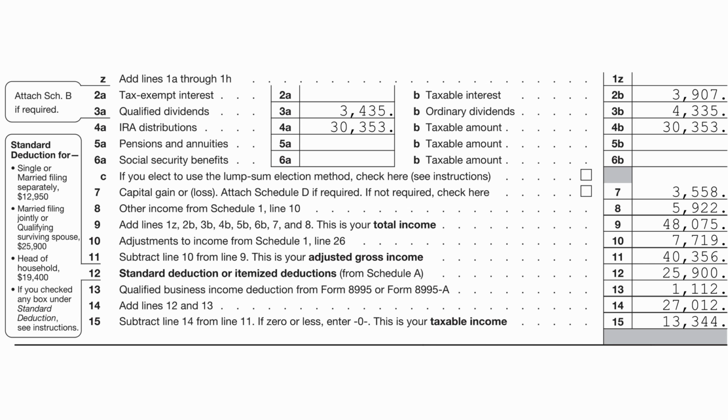Not only that, but you can also take the standard deduction, which I did, which was $25,900 for married filing joint. And then I also had a qualified business income deduction, or a QBI deduction, of $1,112, and that is for my YouTube business income. Take that total income, subtract out those adjustments, the standard deduction and the QBI, and it comes to $13,244 of taxable income. So not very much.